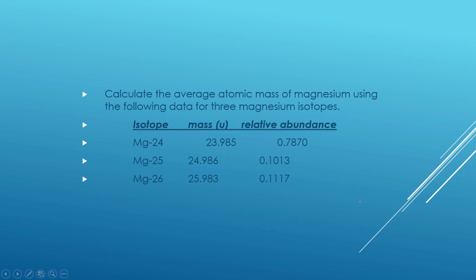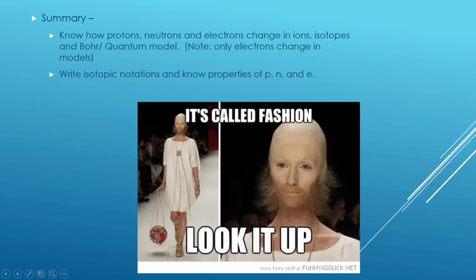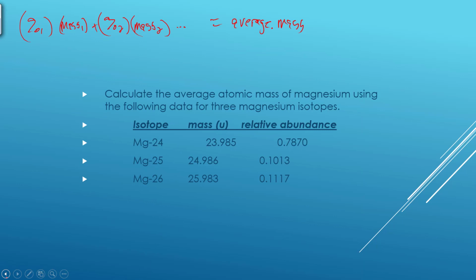The formula to find an average atomic mass is percentage 1 times mass 1, plus percentage 2 times mass 2, and so on, equals average mass. That's pretty much it. Percentages are really decimals. This is a relative abundance of 78.7%, but we're going to use the decimal form.